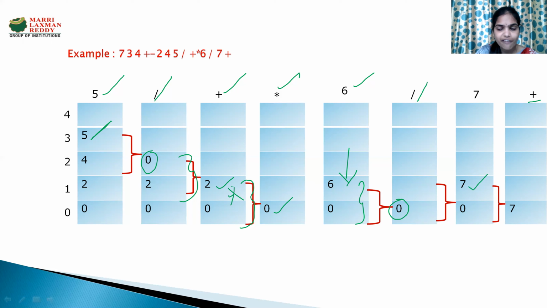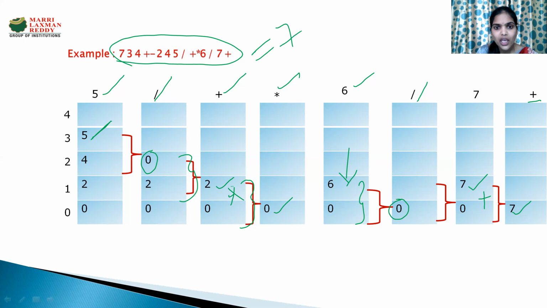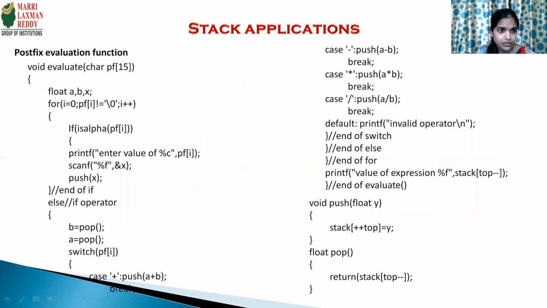Again at last I have the plus operator. So when I perform plus on the last two operands, I get the resultant as 7. So after evaluating this postfix expression, I get the resultant value as 7. This is how we evaluate a postfix expression. Let us see the source code of how to evaluate this.